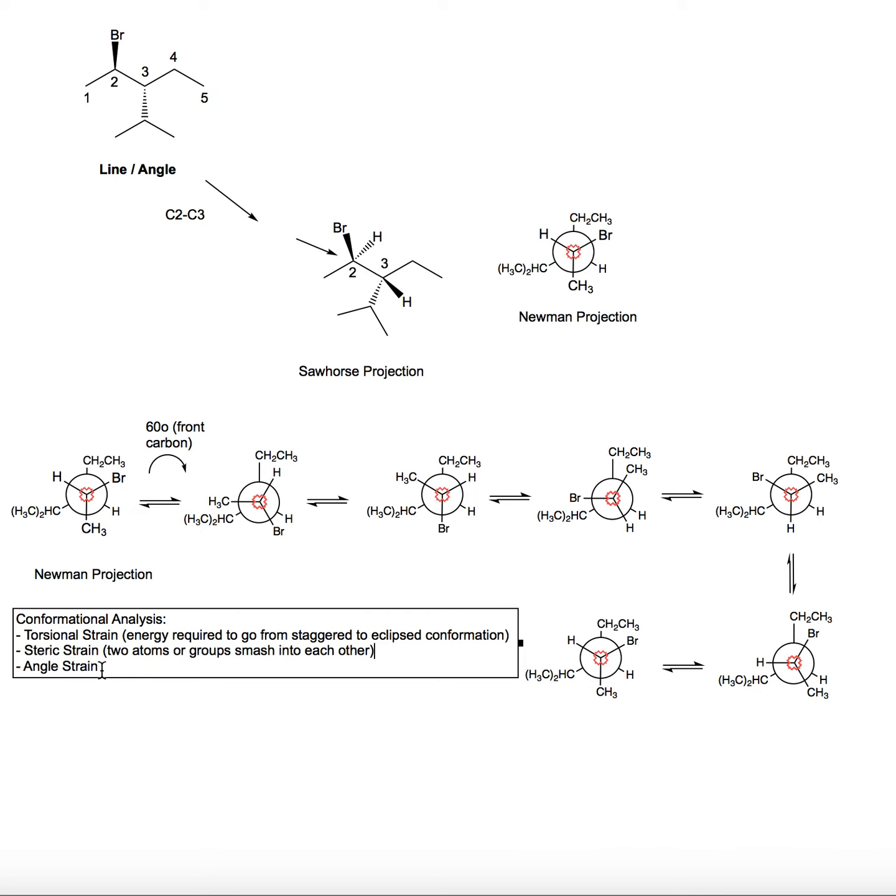And then finally, angular strain is just any deviation of optimal bond angle, which as we know for sp3 hybridized carbons is 109.5 degrees. Okay, so as I said before, if we are going to make a conformation analysis, let's first label each conformer. So this is going to be 1, this will be 2, this will be 3.